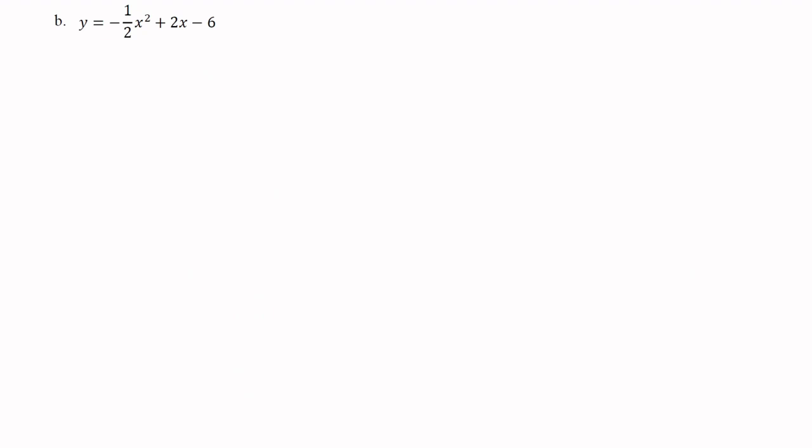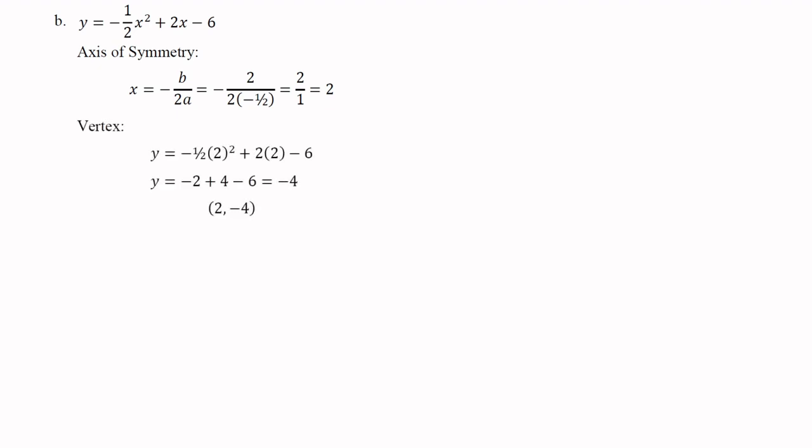For this problem, our axis of symmetry can be found, again, using x equals negative b over 2a, and in this case we get 2. Plug in 2 to the original equation to find the y that goes with it, and we get 2, negative 4 for our vertex. And since we use 2 and we have a 1/2 in the front, I'm going to use even numbers here to make sure that we end up with some whole numbers.